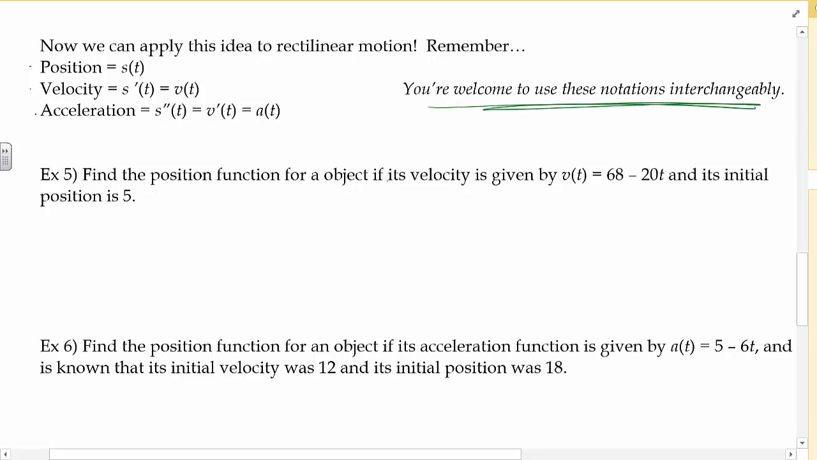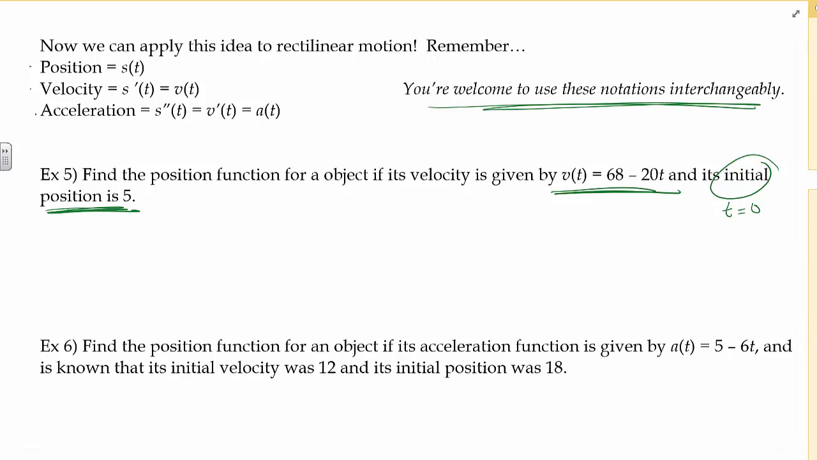Find the position function for an object if its velocity is given by this and its initial position is 5. Now, the word initial, you can assume to mean t equals 0. So if you're given something within a context where time is involved, initial is always assumed to be when your time equals 0. All right.